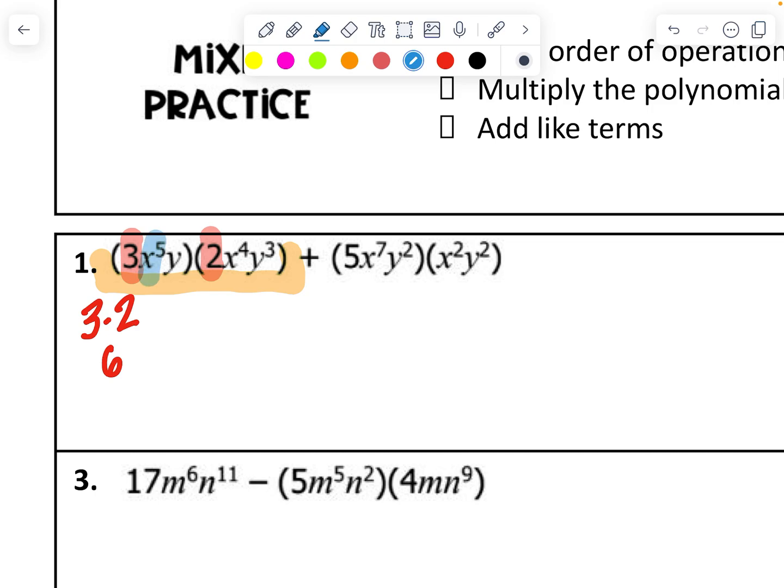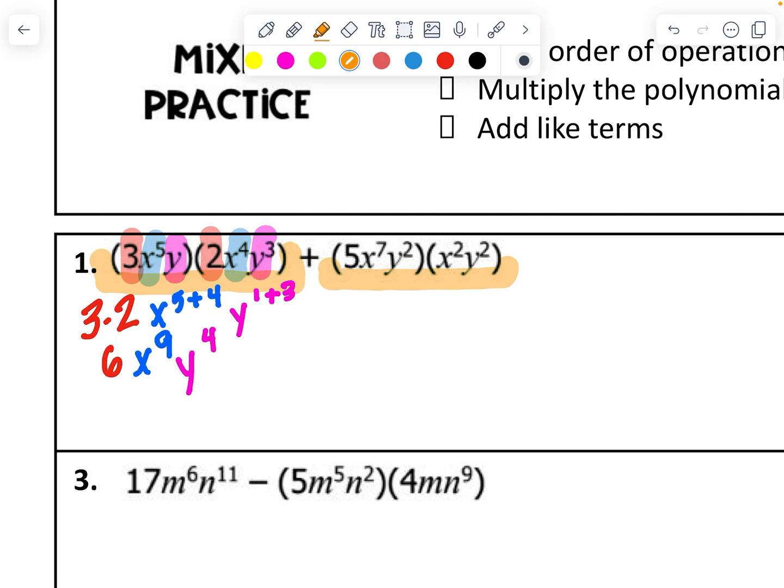Okay, now I've got x's. So I have 5 x's in the first term plus another 4. I need to multiply x 9 times. And then I have y's. So I got 1 y in the first term plus another 3. I need to do y 4 times. Okay, now I'm going to go to this second little set of terms.